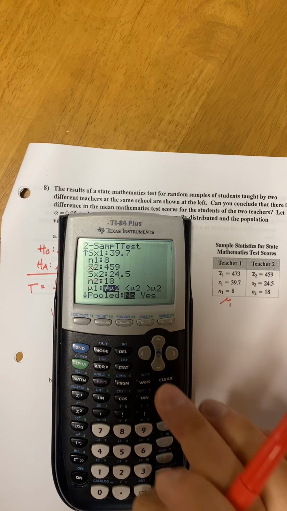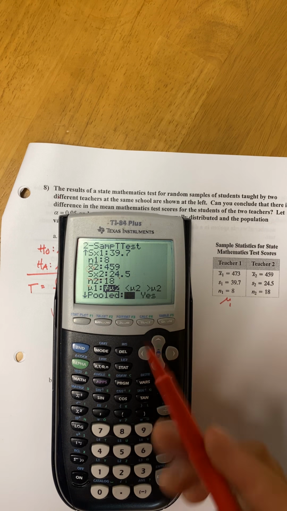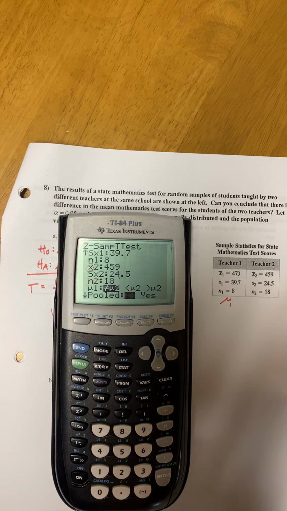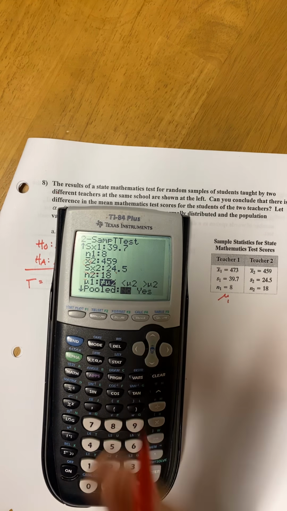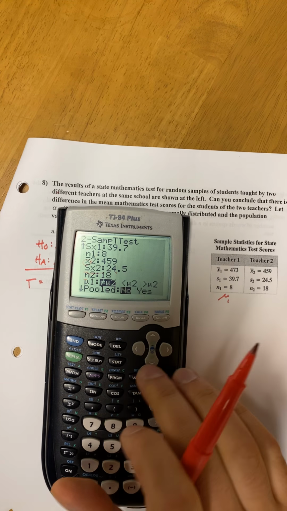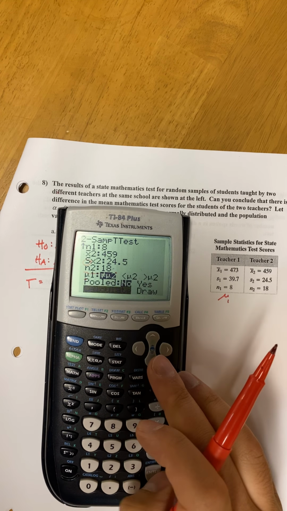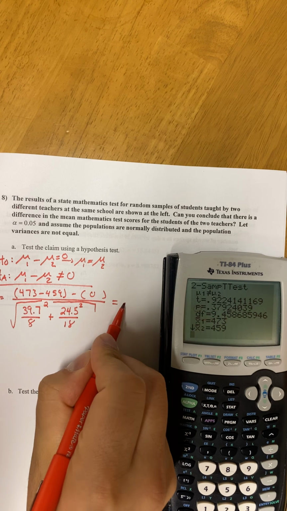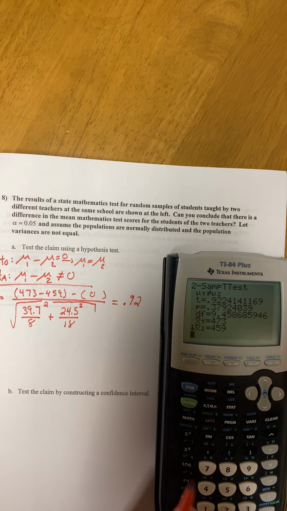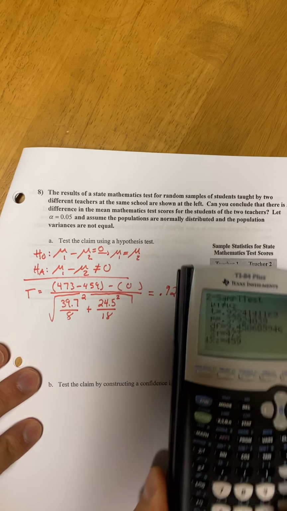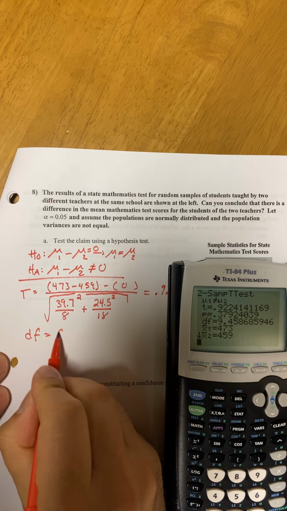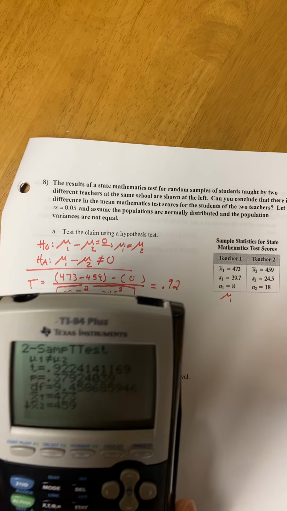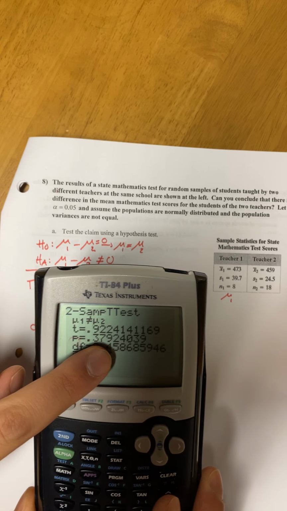Never. Never. Some books would tell you to pool if they assume that the variances were supposed to be equal, but nobody really does that in real life. At least from the 3 statisticians I know. Calculator, there it is, 0.92. That is only 0.92 standard deviations away, that difference. Doesn't look like it's great enough. Degree of freedom, let's copy that down, 9.46. And p-value 0.38.